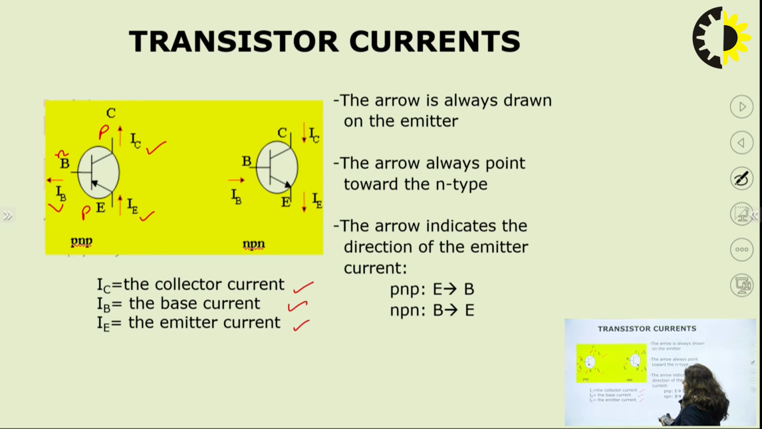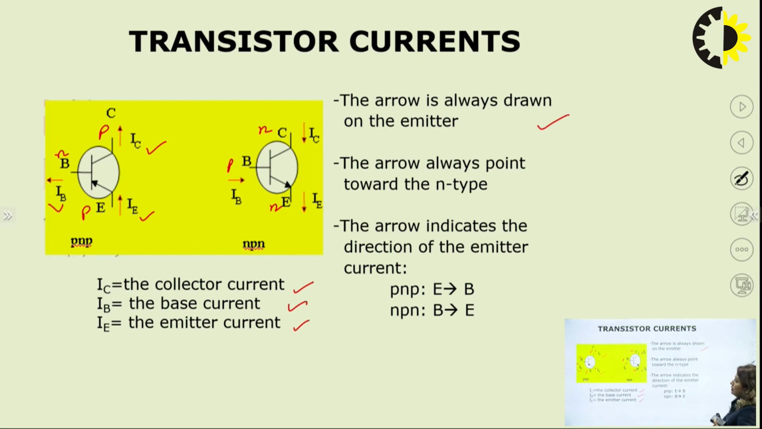Similarly, for NPN type of transistor, we have this N, this is P, this is N. The current is from P to N side, so the current will flow from emitter in a particular loop. Similarly, the current IC will flow from collector in a loop, and there is one more current, that is the base current. So, the arrow is always drawn on the emitter.